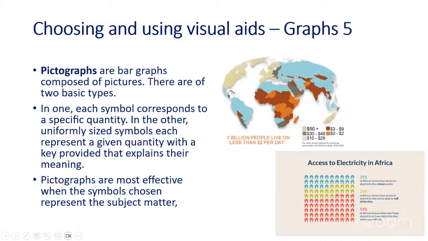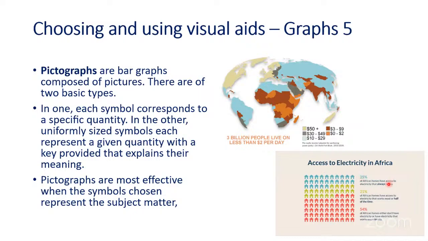We also have pictograms. So pictographs are essentially pictures of different things. You could have different types where a symbol can correspond to a specific quantity, just like we can see on this point here. So we have symbols of houses representing access to electricity. You could also have uniformly sized symbols, each representing a given quantity. So these symbols, these houses, they represent access to electricity.